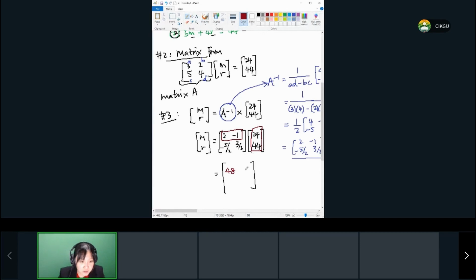-1 times 44, -44. These two must be added together. Then second column here. Second row. Did I say second column? I mean second row. Second row, you only have one option.